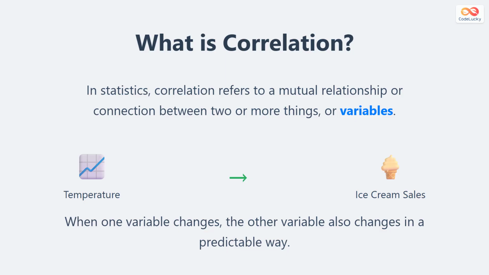First, let's quickly review what correlation is. Correlation describes a relationship between two variables. For example, as the temperature rises, ice cream sales often increase. When one variable changes, the other tends to change in a predictable manner.